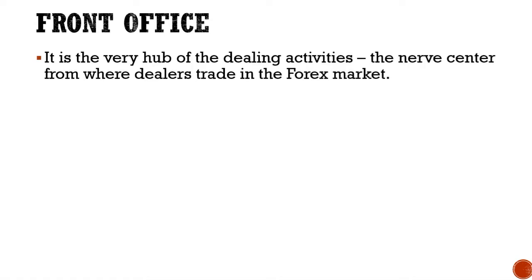Now let us try to understand the various offices in detail under the heading of dealing room. The very first office is the front office. So let us now try to understand what front office means in detail. The front office is the very hub of dealing activities. It is also known as the nerve center from where dealers trade in the forex market.